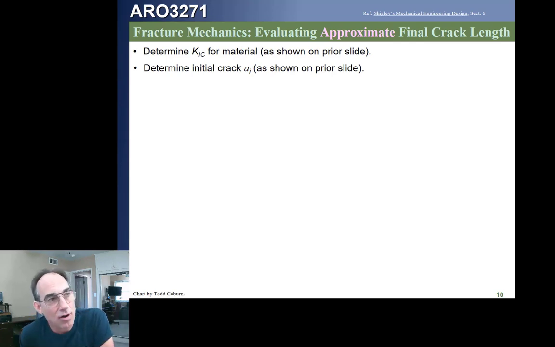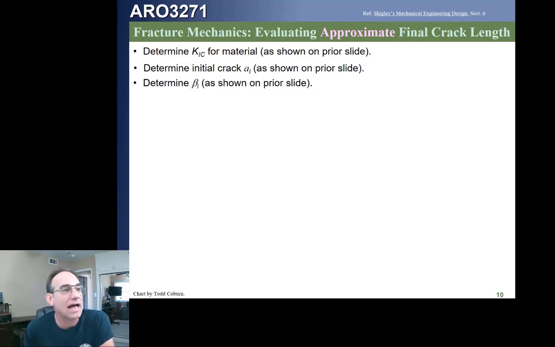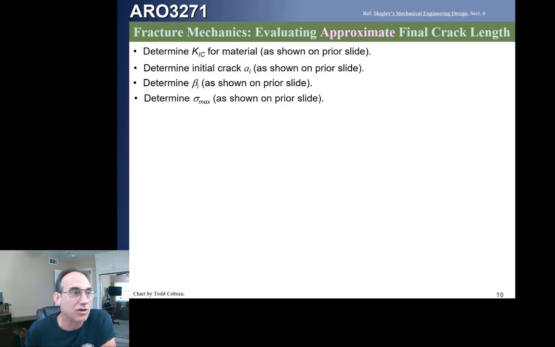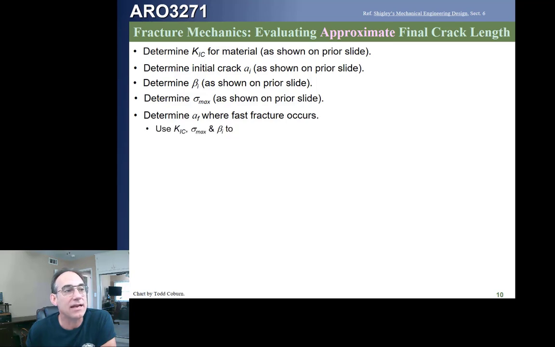We're going to calculate our initial crack size like we did on the last slide. We're going to calculate the beta associated with that crack size. We're going to calculate what our max stress is. We already could have done that. And then we're going to calculate what final crack length this K1C, beta, and stress level all predict by plugging into this equation.